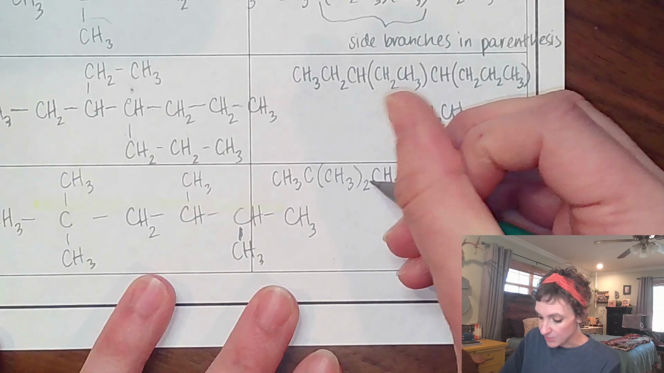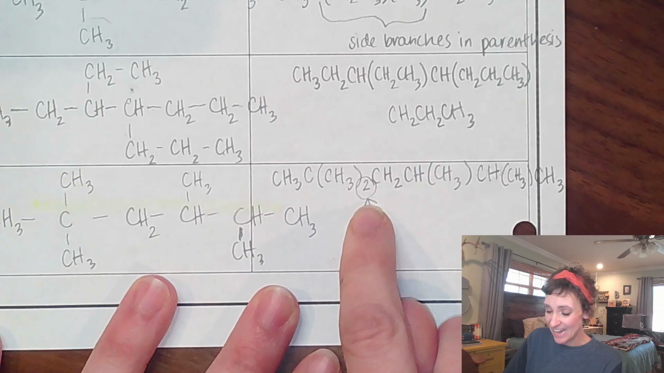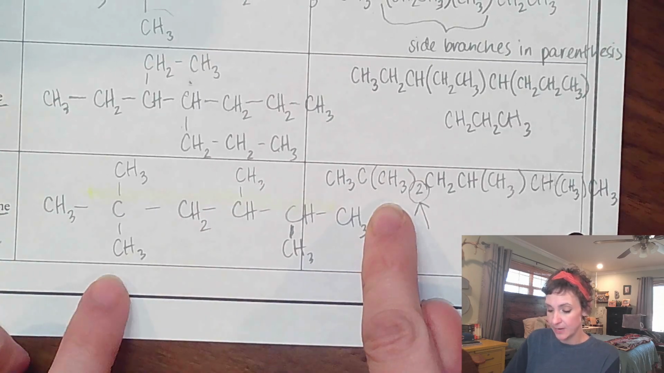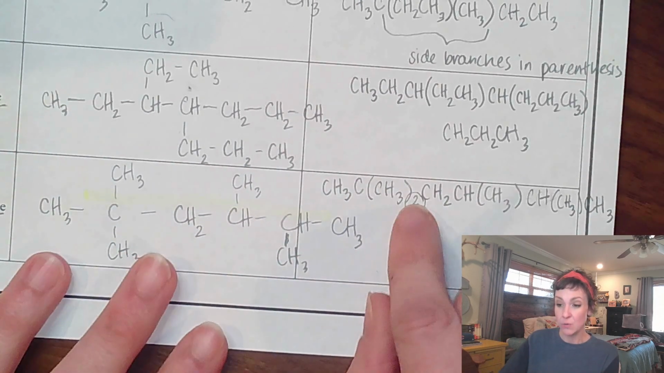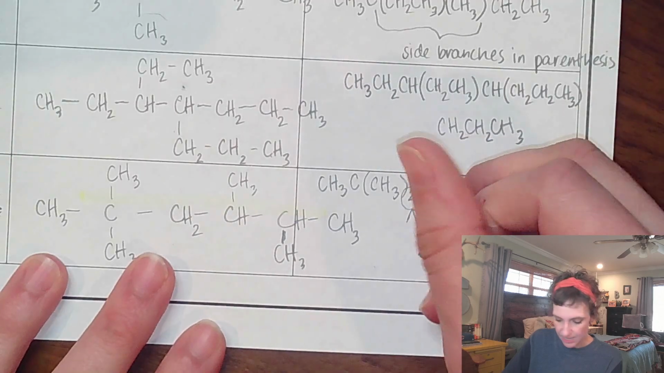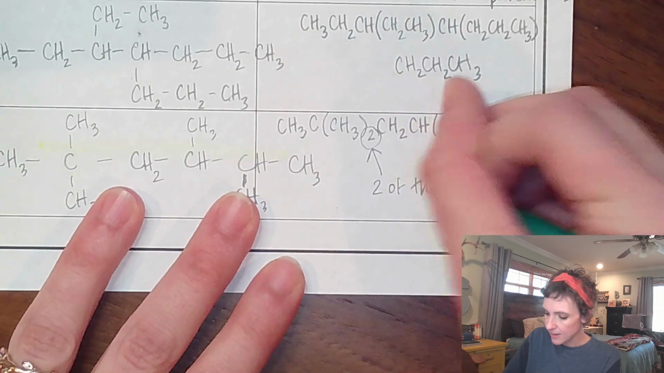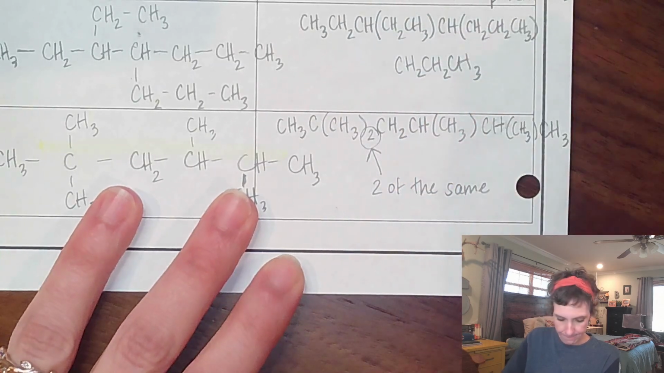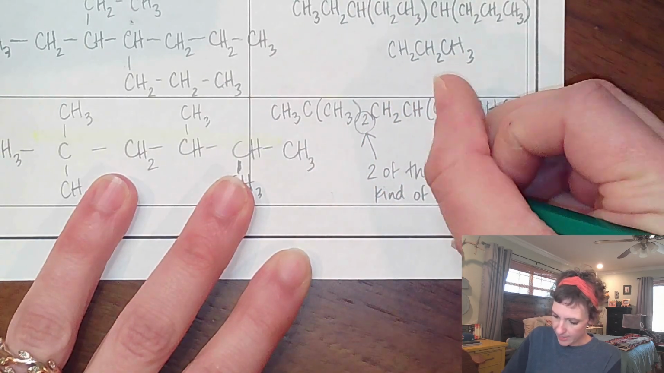Okay, and one thing that was new in this example that we have not talked about before is, if I have 2 of the exact same branch groups coming off of the same carbon, I can just represent that as a 2 on the outside of whatever that branch is to tell you you have 2 of the same kind of branch.